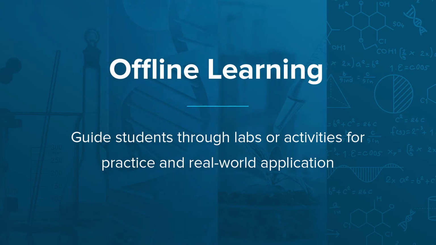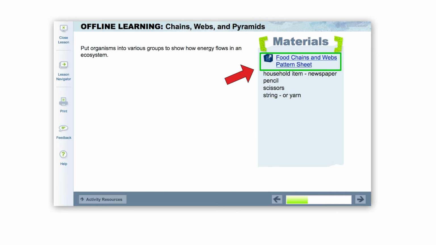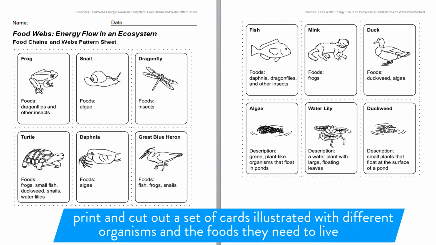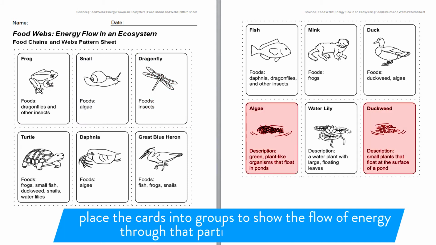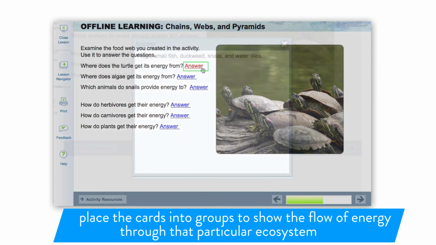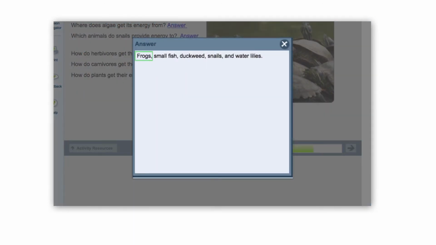Offline activities guide students through labs or activities for practice and real-world application. In the activity chains, webs, and pyramids, students print and cut out a set of cards illustrated with different organisms and the foods they need to live. Students place the cards into groups to show the flow of energy through that particular ecosystem. Then, they check their answers to find out how many cards they arranged correctly.